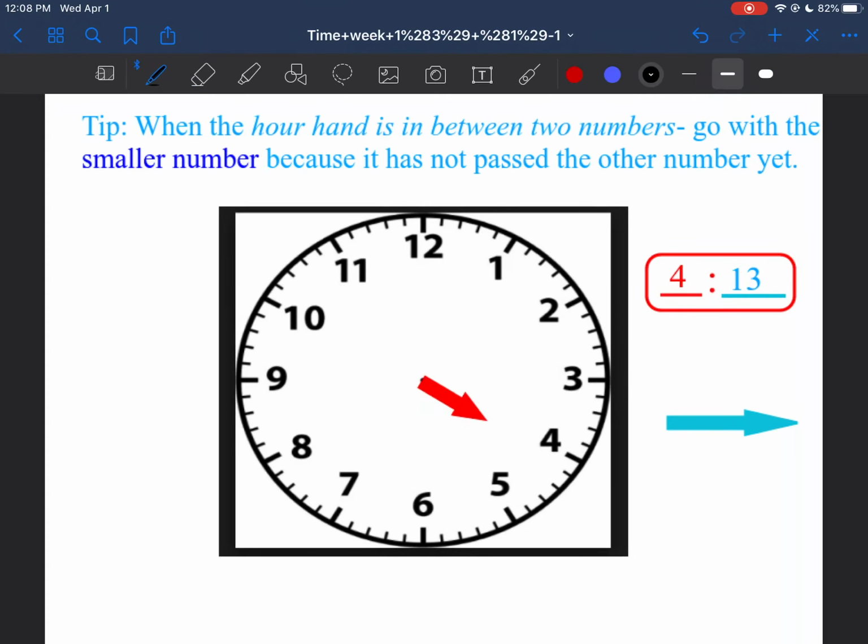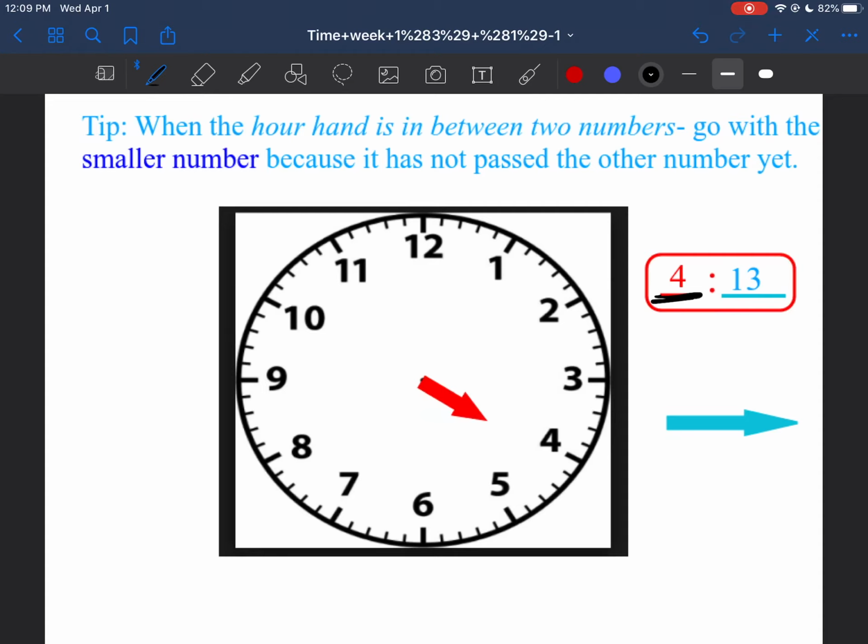Now let's represent our time. The hour hand's already given to us. It's showing 4, and it's a little bit past 4 because it's not exactly 4 o'clock. Remember, we watched how that hour hand slowly moves towards the next hour as time is passing in minutes. We've represented our hour. Now let's represent our minutes.